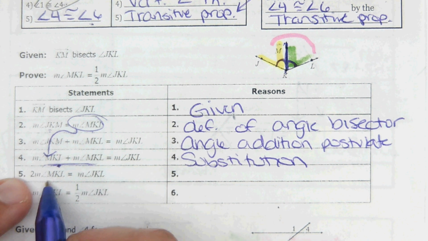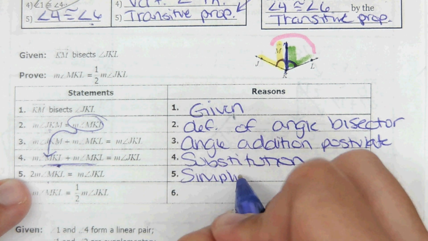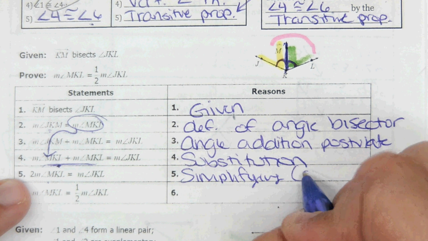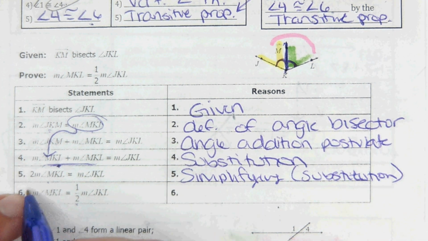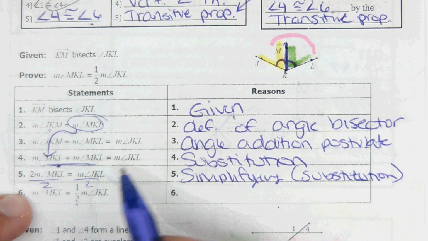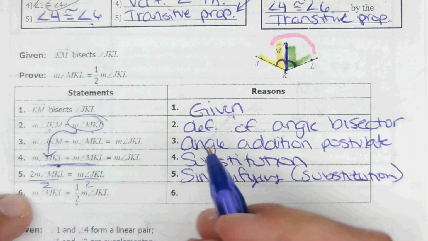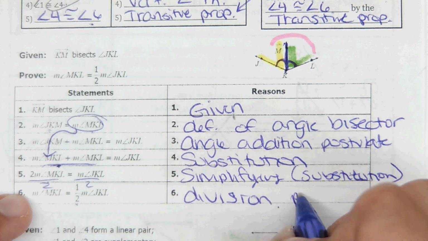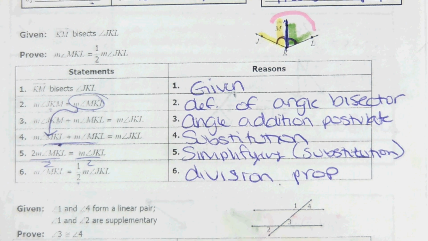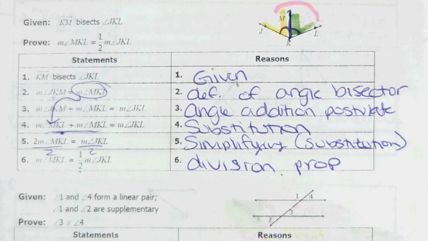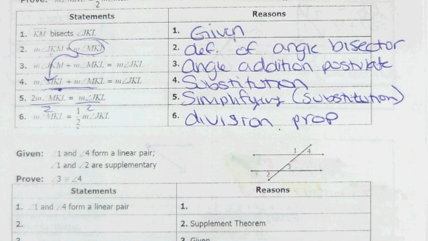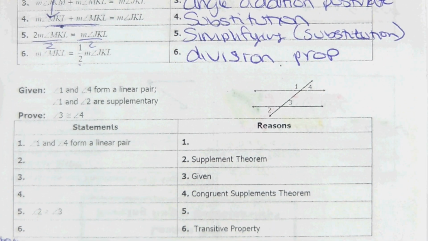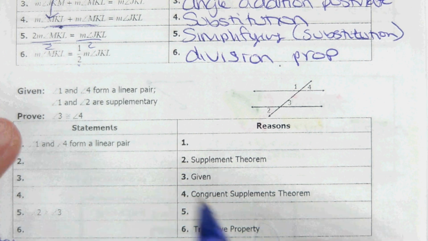Then they combined like terms here to get this, so you could call that simplifying. Sometimes the book calls it substitution. And then to get to the last step, they divided both sides by 2. So it would be division property. Okay, last one of the whole packet.